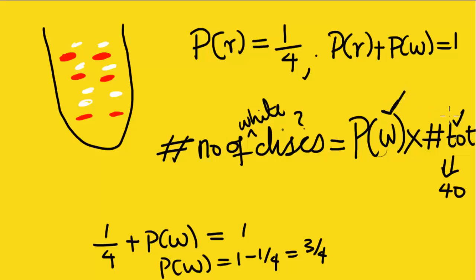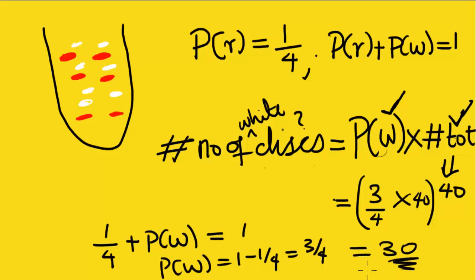We already knew the total number of disks. So therefore, the number of white disks in the box is probability of picking a white disk times 40, which gives you 30. So there are 30 white disks. Now, in the box, there are 40 disks, and they're now telling you there are 30 white ones. I know there are only white or red ones.